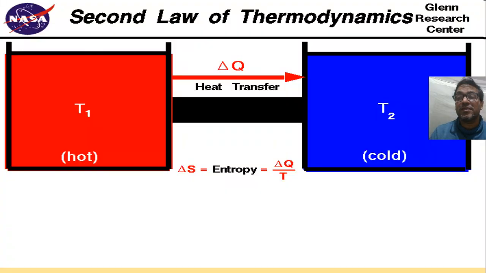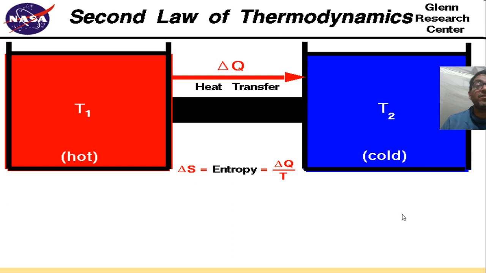Now this is a system showing the second law of thermodynamics. It is not my slide, I am getting it from NASA. I am taking it because it is a very good way of explaining what is happening here. You can see the Glenn Research Center at NASA showing that T1 is the hot reservoir and T2 is the cold reservoir, and there the heat transfer ΔQ is happening.